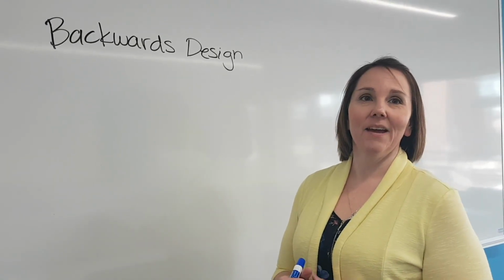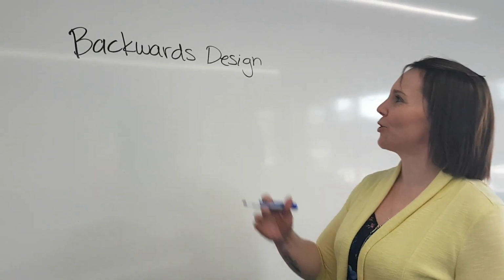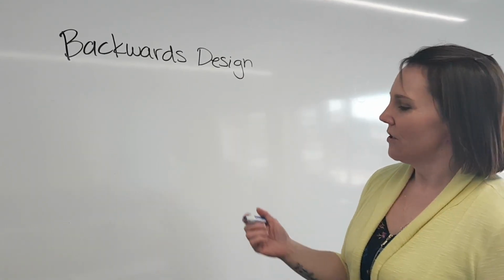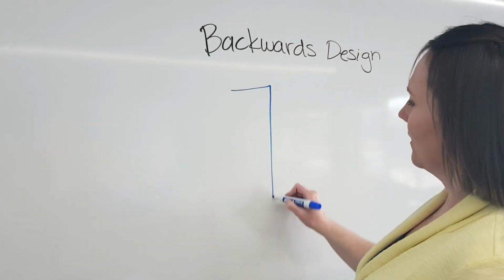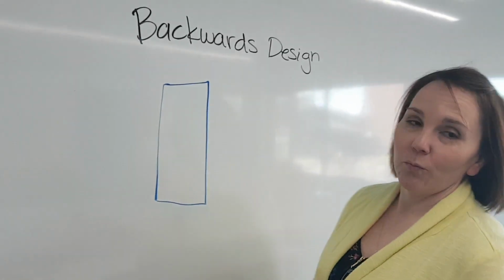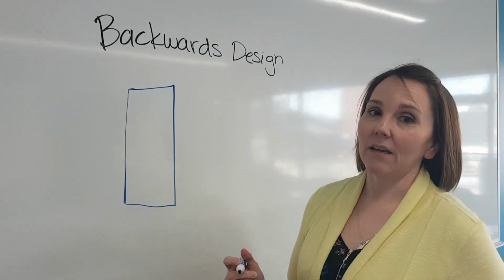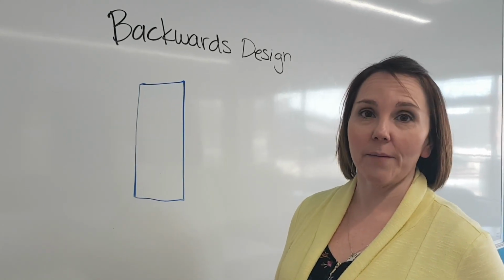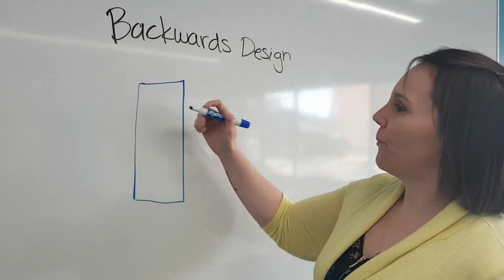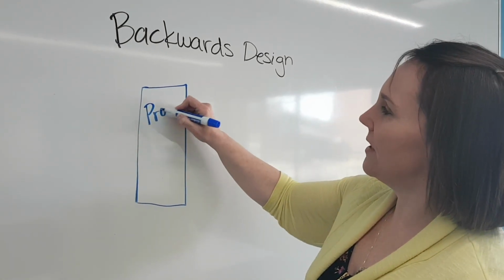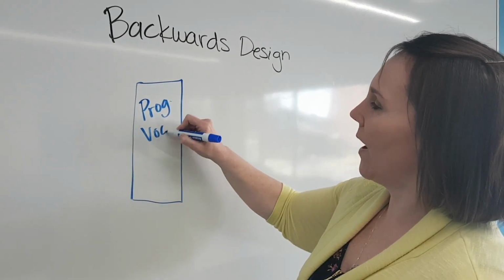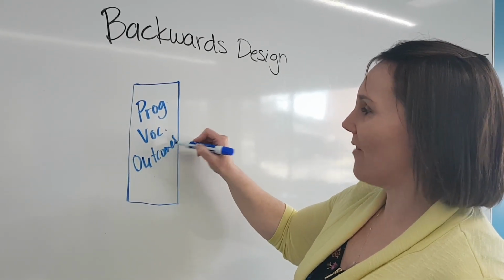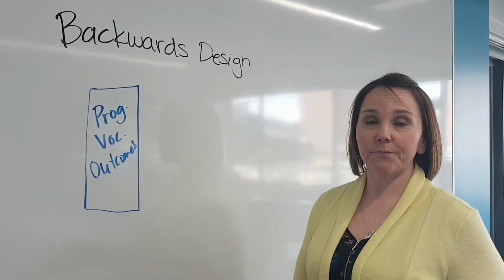I'm down here in the hub, and I'm just going to show you a brief overview of what backwards design planning is. So the first thing that we would look at in backwards planning is going back to the curriculum map that you made as a program team. This would allow you to see exactly what program or vocational outcomes have been mapped to your course.